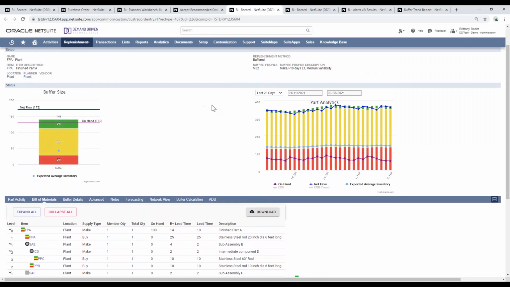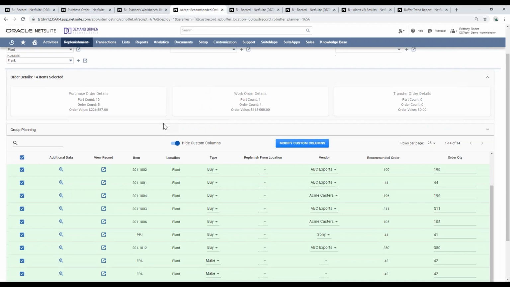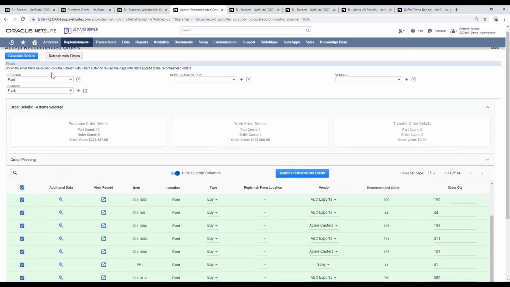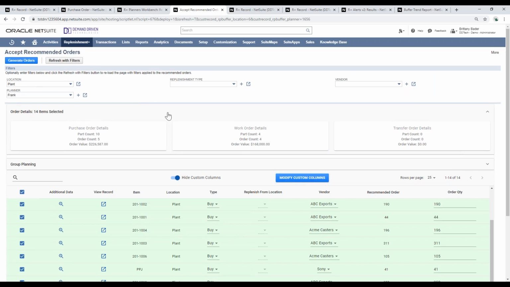Now, as a planner, I can say, hey, this is great. I have those buffer settings in place. I've seen all of my recommended orders. I've gone up here and I've clicked generate orders from that accept recommended orders page. It's linked back up with my NetSuite ordering process. So I'm done for the day with placing my orders at that plant location.